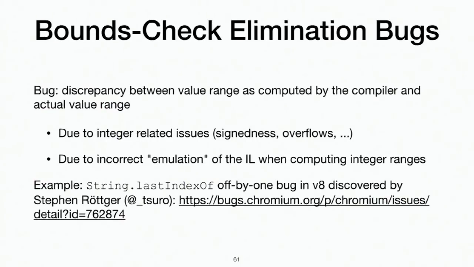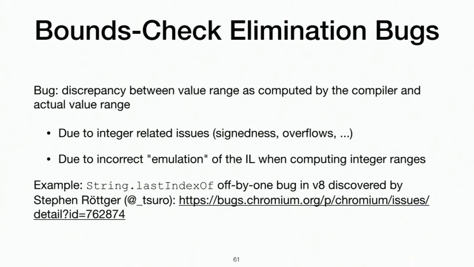All right, so what could go wrong with this? Well, quite a few things. Basically, every time you have a discrepancy between the value range as computed by the compiler and the actual value range, that's a bug for this bounds check elimination. So why would that happen? There's a few reasons. One is due to integer-related problems. So integers are hard. Yeah, we all know this. There's signedness issues, there's overflow problems. And this range analysis has to track integers, has to really do a lot on integers. So it might run into any of these standard integer-related problems.